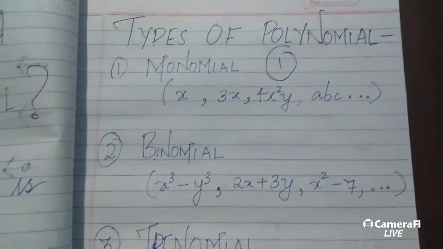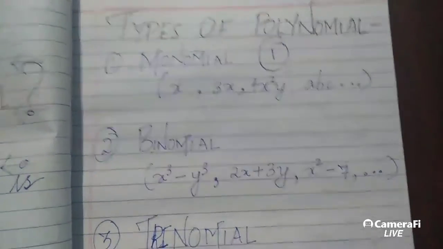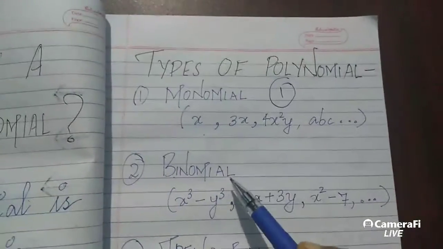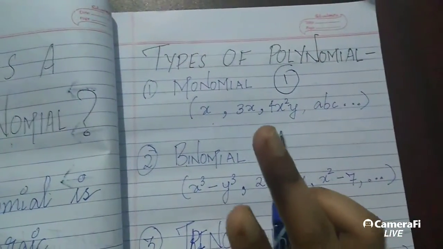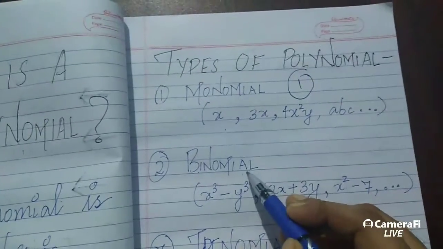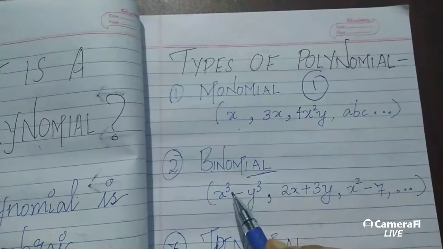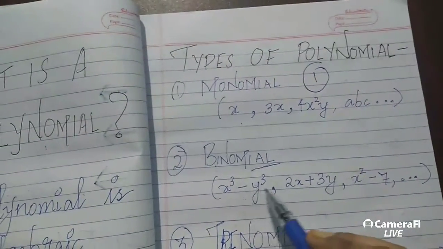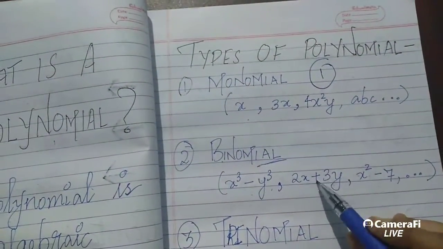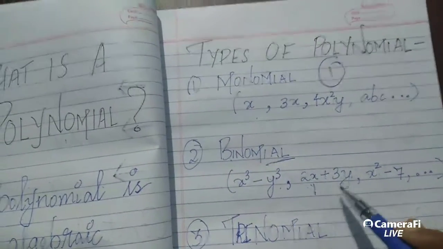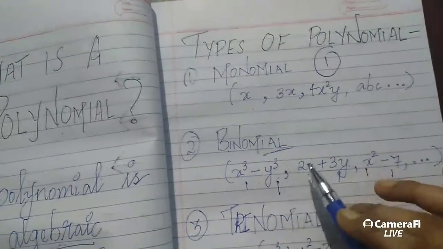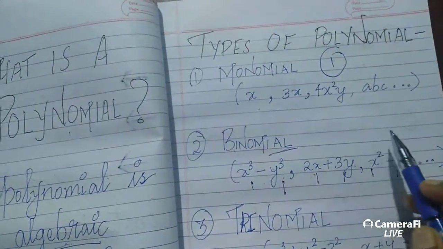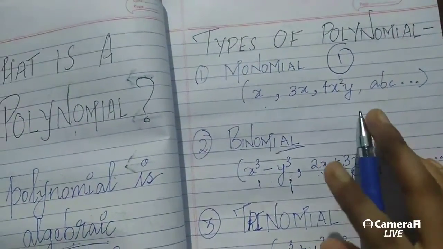Now binomial. What is the meaning of bi? Bi means two. Therefore, if a polynomial consists of two terms, then it is known as a binomial. Here are a few examples. x cube minus y cube. Then you see here 2x plus 3y. There are two terms. You see there's here one term, here another term. Here again one term, here another term. So these are a few polynomials with 2 terms. Thus, they come under binomial.